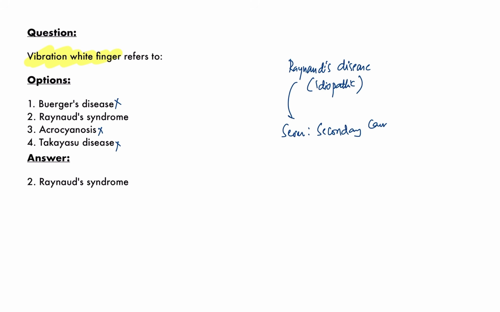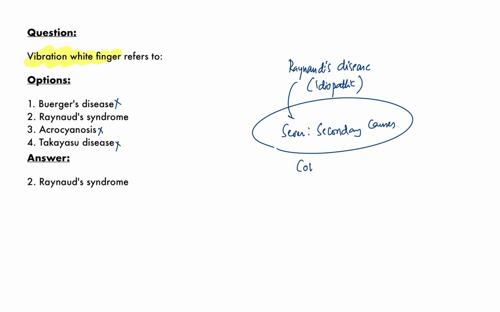The next question is vibration white finger. You might confuse it with lymphedema, or acrocyanosis, or vasculitis, or Buerger's disease, where the finger might become white because of vascular occlusion. These are all wrong. We have Raynaud's disease, which is idiopathic.